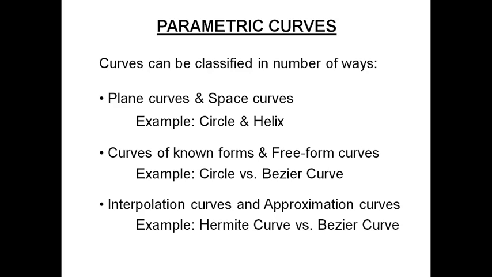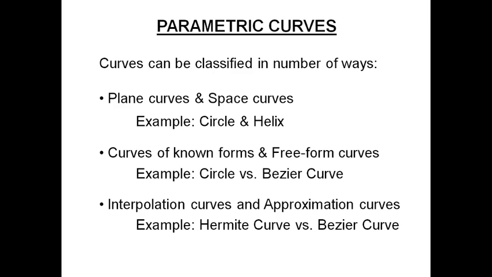So these are the kinds of parametric curves, which you can classify into plane curves and space curves, just like a circle or a helix. A circle is a plane curve and a helix is a space curve. You can have uniform curves and free-form curves, like a circle is uniform, and a Bezier curve, which we'll be discussing in one of the lectures, is a free-form curve. We'll see in more detail what these types of curves mean.